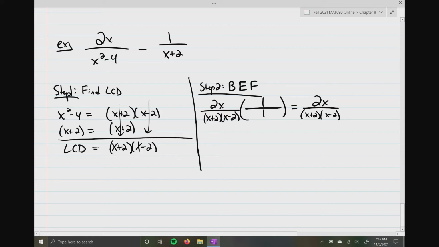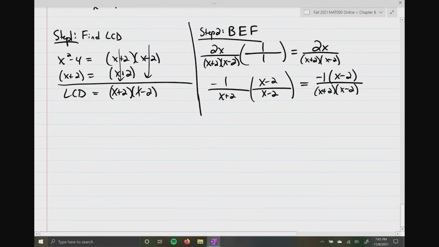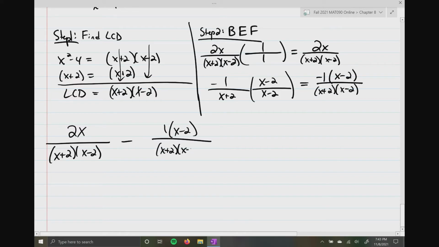Now for the other fraction, you've got this negative out front, so you have to be careful about that. So I'm going to write negative 1 over x plus 2, and I know I need to multiply this by something to give me x plus 2 times x minus 2, and that something is x minus 2. So I'm going to write negative 1 times x minus 2. So here are my two equivalent fractions that I'm going to rewrite. So I get 2x over x plus 2 times x minus 2 minus 1 times x minus 2 all over x plus 2 times x minus 2.